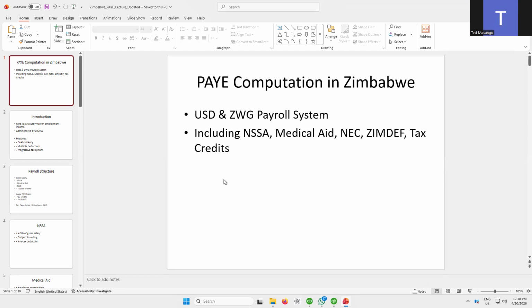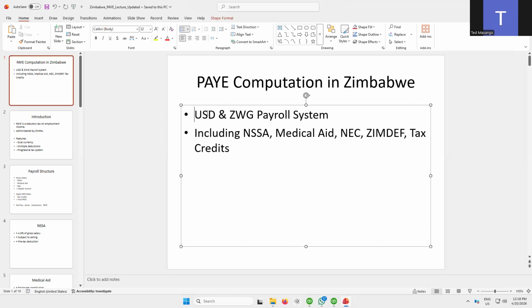So in Zimbabwe, because of the multiple currencies, if you are paying your employees in US dollars as well as ZWG, it means you have two payrolls. You have a USD payroll, and you also have a ZWG payroll system. Right. So I'm going to talk about these things: NSSA, medical aid, ZIMDEF, and tax. But let me move to the next slide and give a proper introduction.